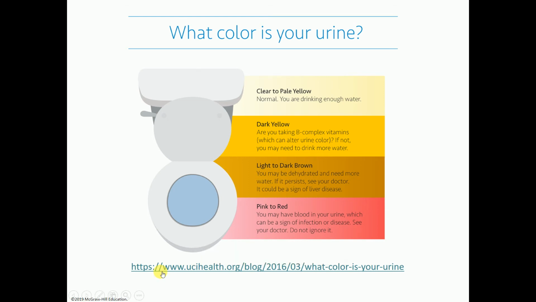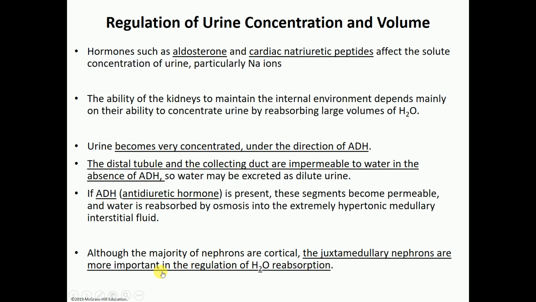In this portion, we're going to talk about the regulation of urine concentration and the volume of urine. So how much urine will be excreted per day. This is regulated by several hormones, for example, aldosterone and cardiac natriuretic peptide and antidiuretic hormone. So let's take aldosterone, for example, and one of the main stimuli for aldosterone secretion would be hyperkalemia, which is the increase in potassium levels in blood.